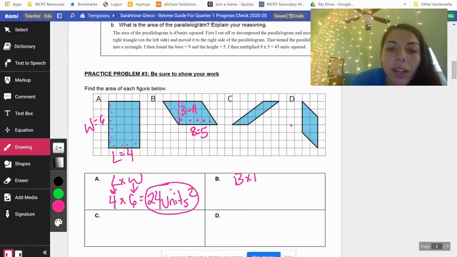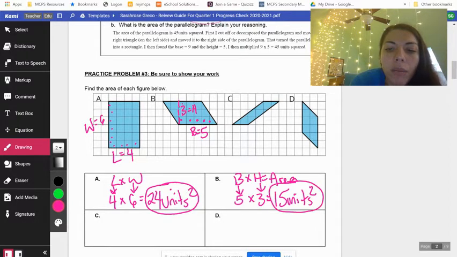Base times height equals area. My base was 5 and my height was 3. So I wanted to get 15 units squared. Perfect. Over here, this is going to be my base. Base is 2. 1, 2.